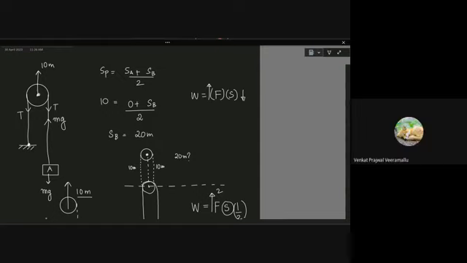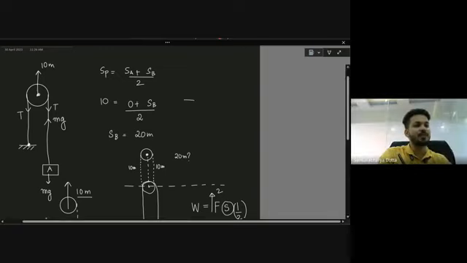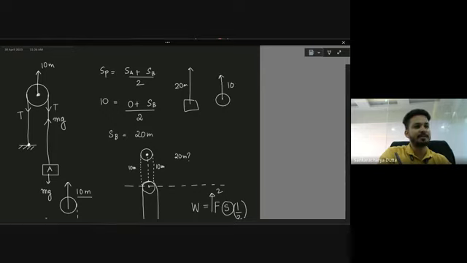Sir, how is the displacement cut in half? Because the displacement of the block is doubled. Instead of 10 meters, I'm considering 2 cases. One, you lift the block 20 meters, and the other one is you lift the pulley 10 meters. So your displacement has halved, but your force has doubled.